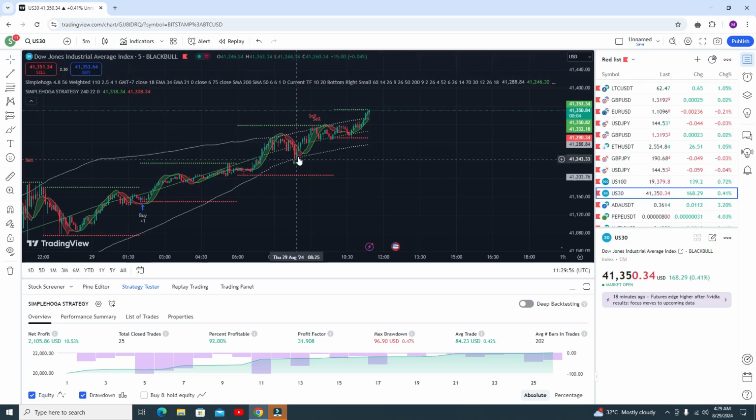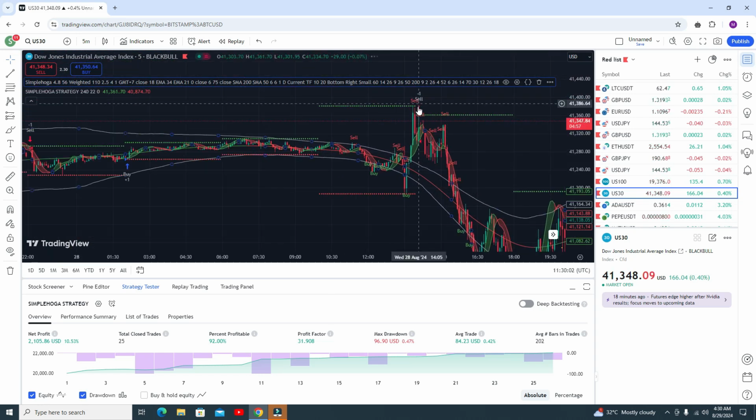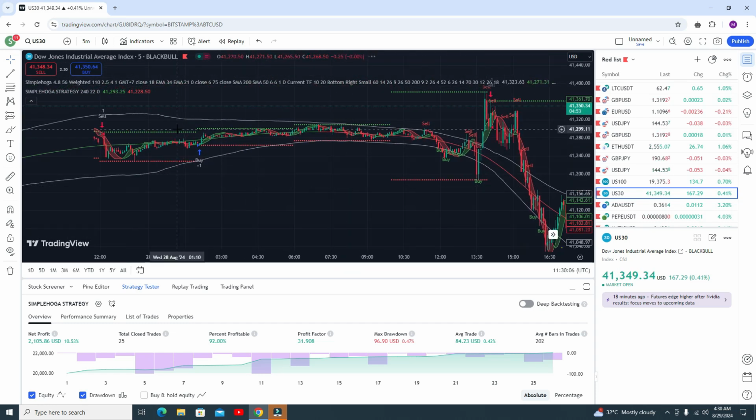Okay, you can see the buy signal and it gives you some awesome profit. Okay, and before that you can see here you got the sell signal and you got some awesome profit here. Okay, here you got the buy signal and this is the accurate buy signal, and you can see the accuracy is awesome. You got two profitable trades here.